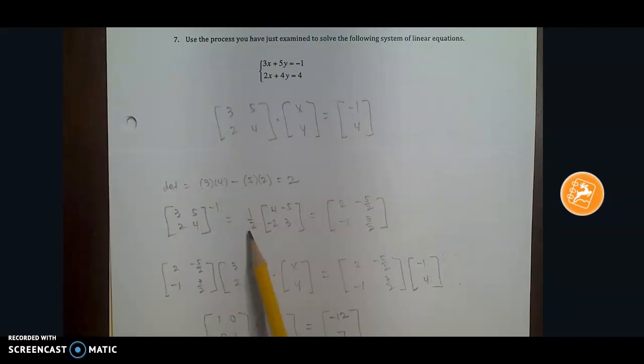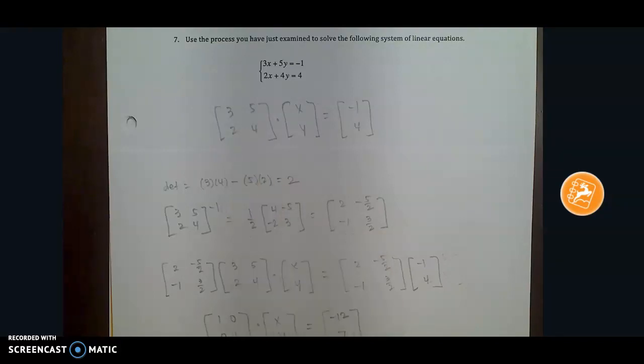So that inverse is equal to 1 over the value of the determinant times this matrix, which is the altered version of the coefficient matrix. We flip-flop the A and D numbers, and we want the opposite of the B and C. That's how we create this matrix. And we multiply 1/2 times this matrix to get this matrix. So this is the inverse matrix of the coefficient matrix.